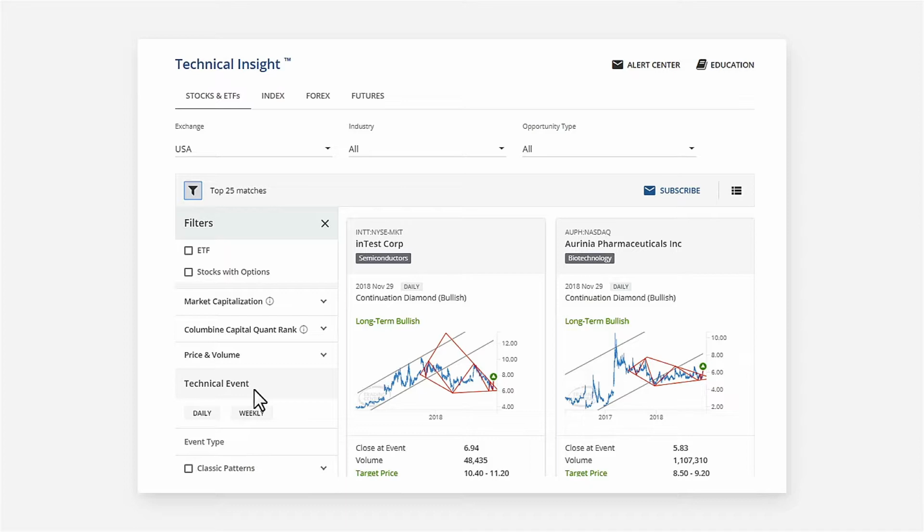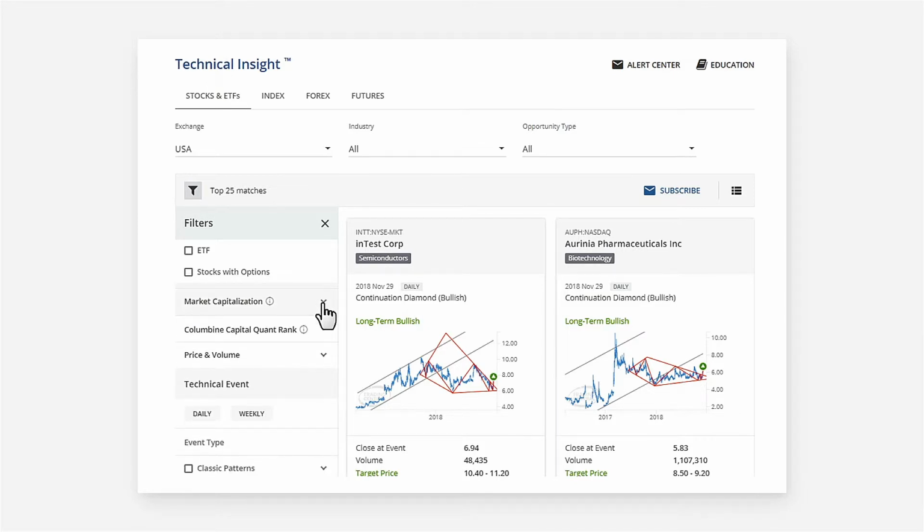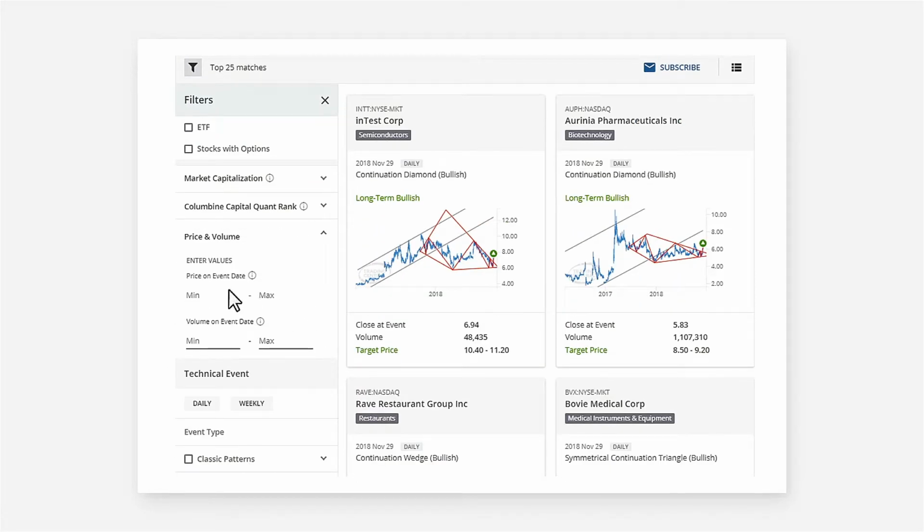In a moment, I'll review our technical event filters, where you can choose your preferred methods of technical analysis if you have such preferences. But your first step is to narrow down the universe of your search. You might select only ETFs or only stocks with options available. You can use the market capitalization section to choose large cap or small cap stocks. Many people will enter a price range to maybe filter out penny stocks or to filter out prices that are just too expensive.